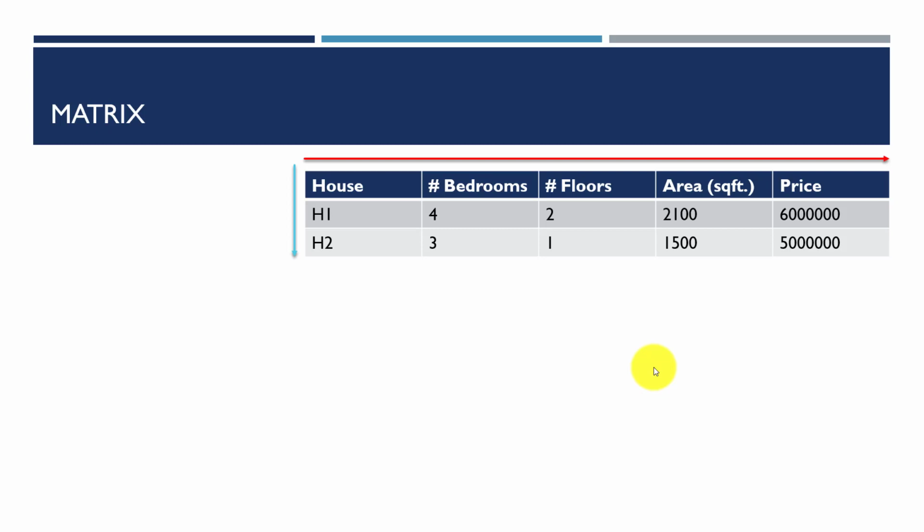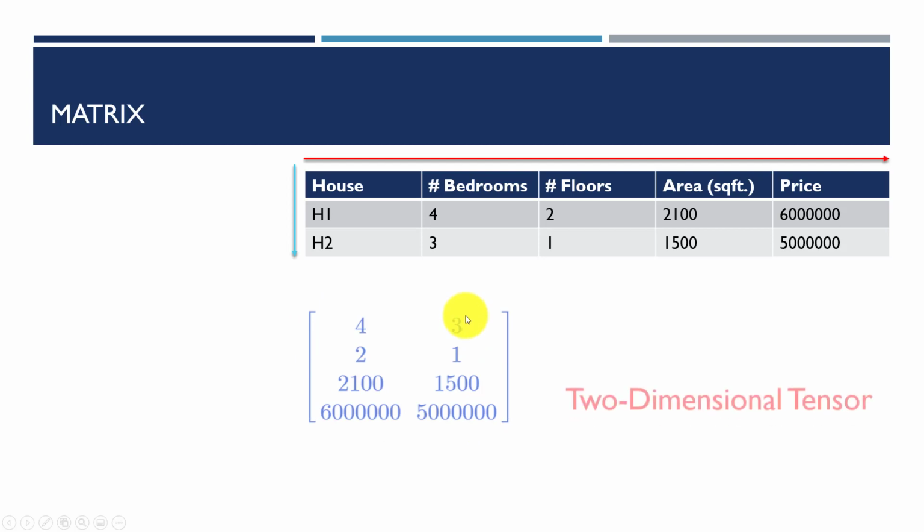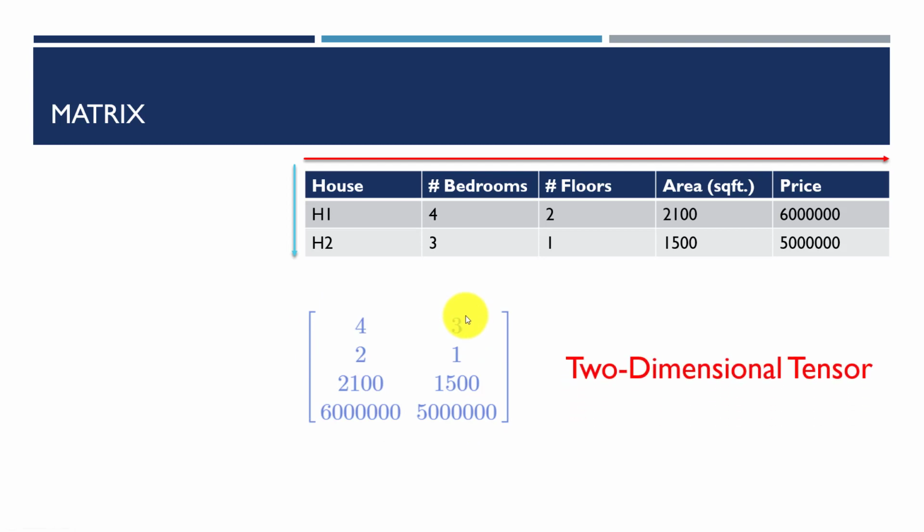In a similar way to what we have done for vectors, we can represent this data in a similar fashion. House 1 and house 2 can each be represented with a single vector. So this is nothing but the house 1 vector, and this is the house 2 vector. And if you see, this is nothing but a matrix. That's why it is called a two-dimensional tensor.